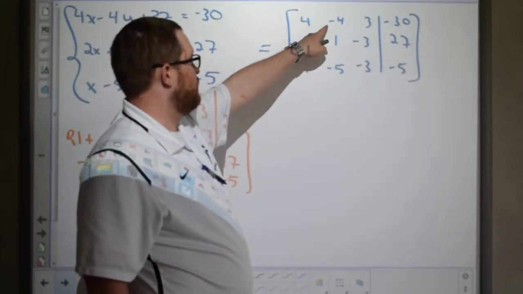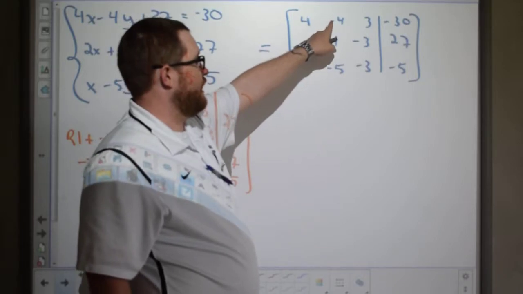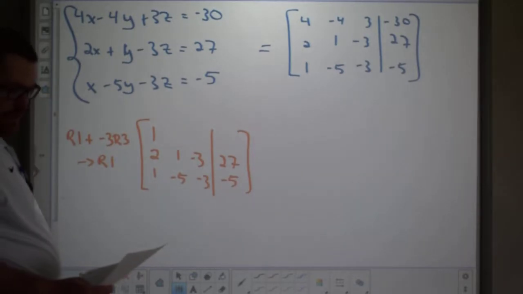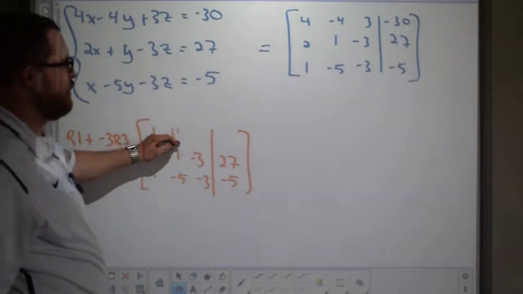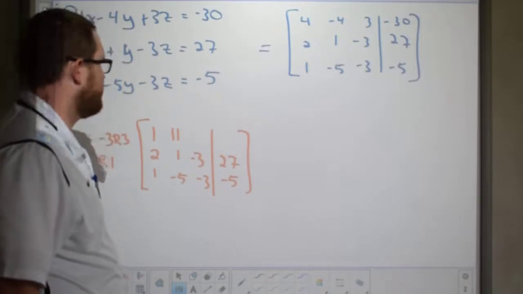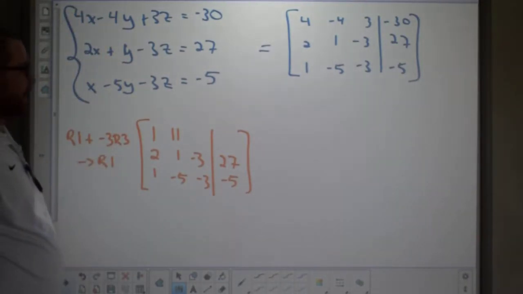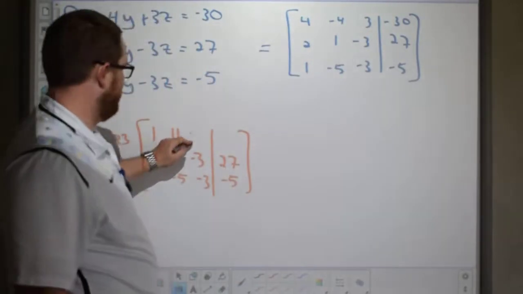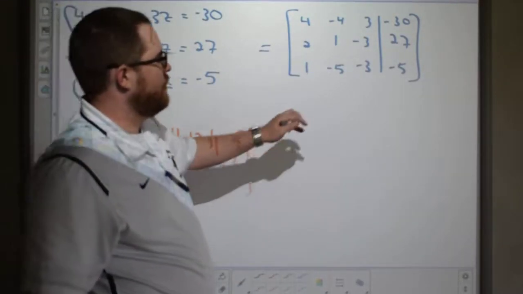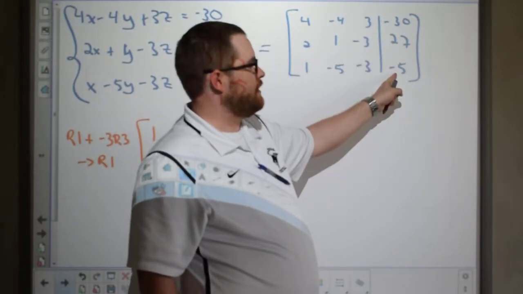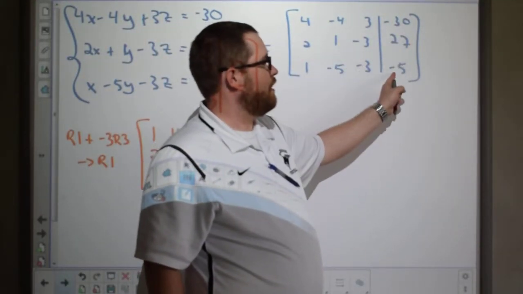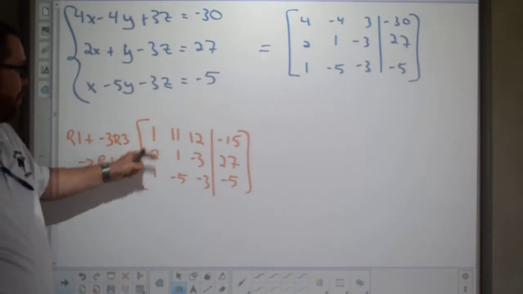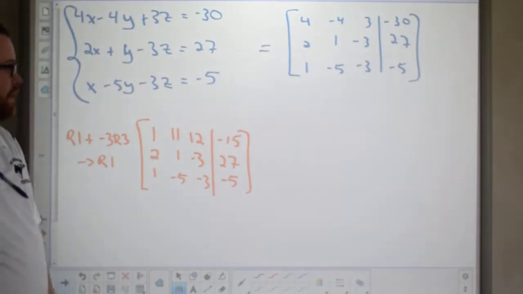Row 1 plus -3 times this. So -4 plus -3 times -5. That's going to end up being 11, right? Because that'll be 15 minus 4 is 11. Row 1 plus -3 times row 3. So this plus 9 will give me 12, and then this plus -3 times this, that's -30, and that'll make +15, which will make -15. So I've got one thing correct. I've even got a 1 here, just happened to be there.